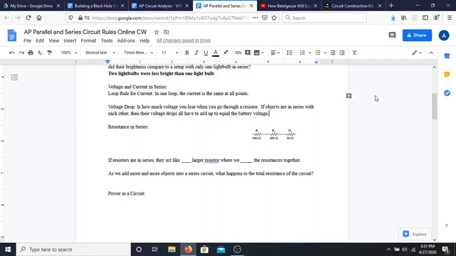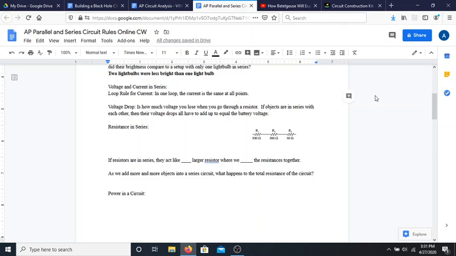This is part two. We're still talking about series circuits. So we just discussed the rules for how current and voltage work for a series circuit. We talked about the loop rule, that the current is going to have to be the same through that loop. It only makes one loop. The current is the same at all points.